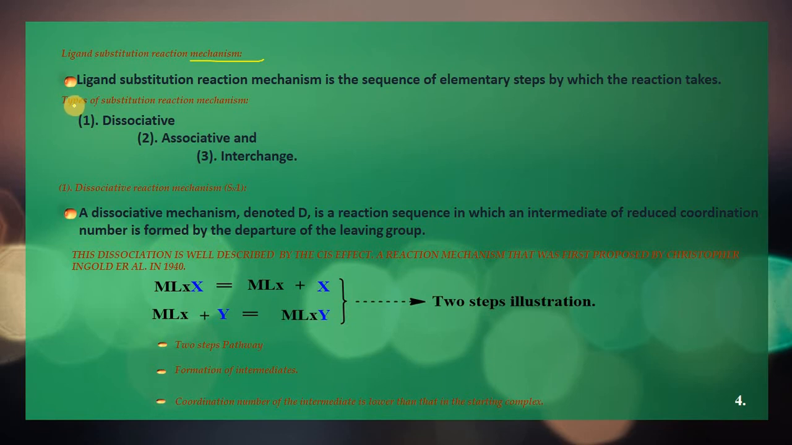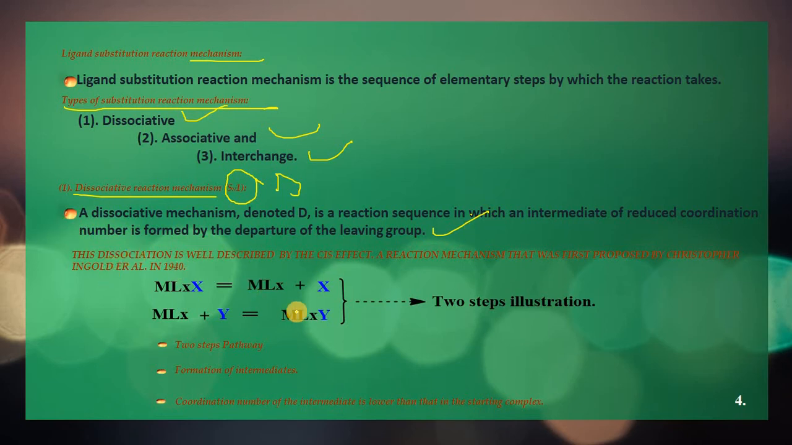It's stages. Now, there are types of substitution reaction mechanism. We have the dissociative, we have the associative, we have the interchange. Whenever we are talking about the dissociative reaction, it is known as SN1, and it is denoted by the letter D. This is a reaction sequence in which an intermediate of reduced coordination number is formed by departure of the leaving group. I will explain this because it looks more abstract.